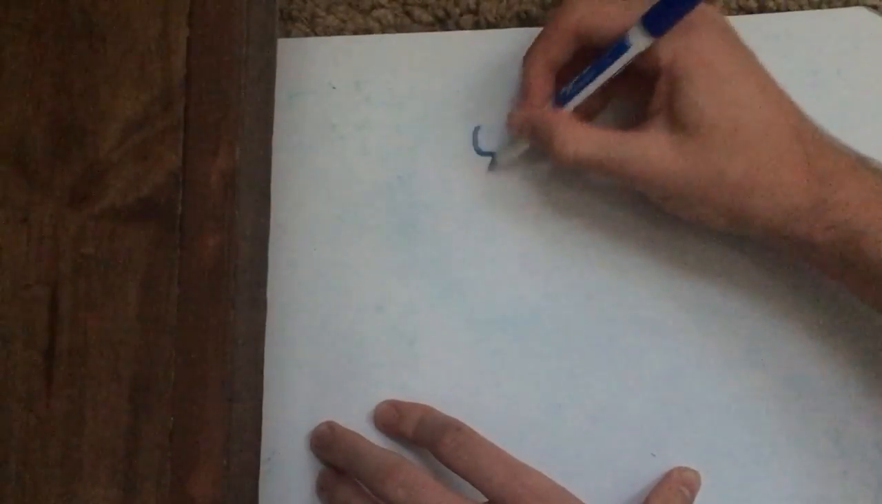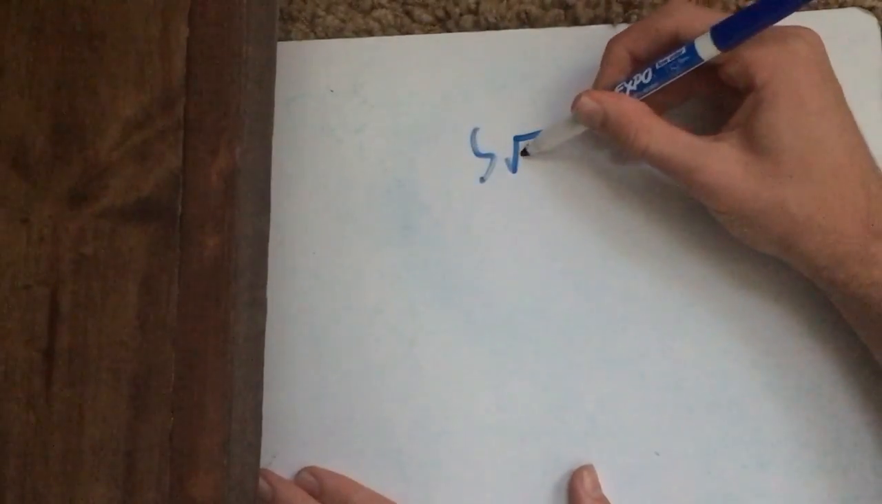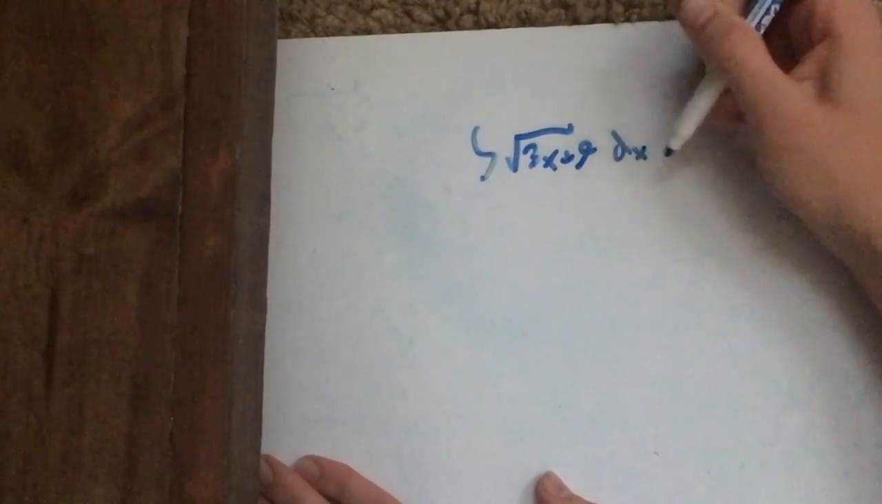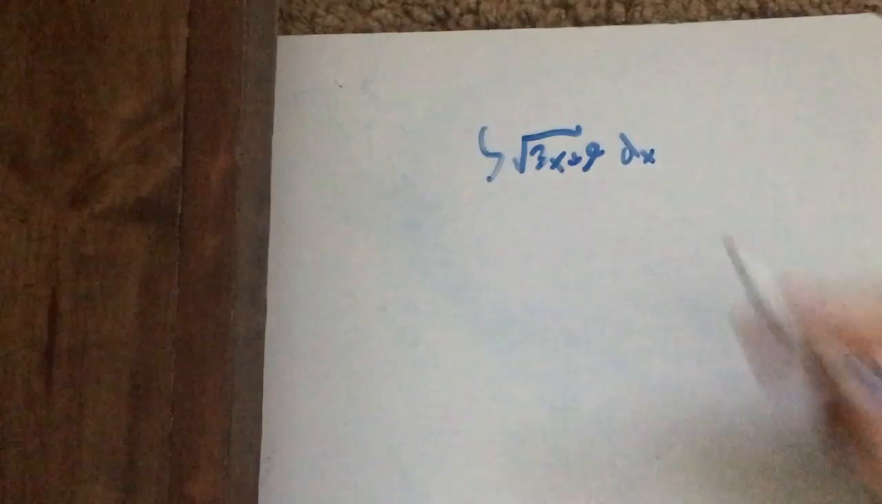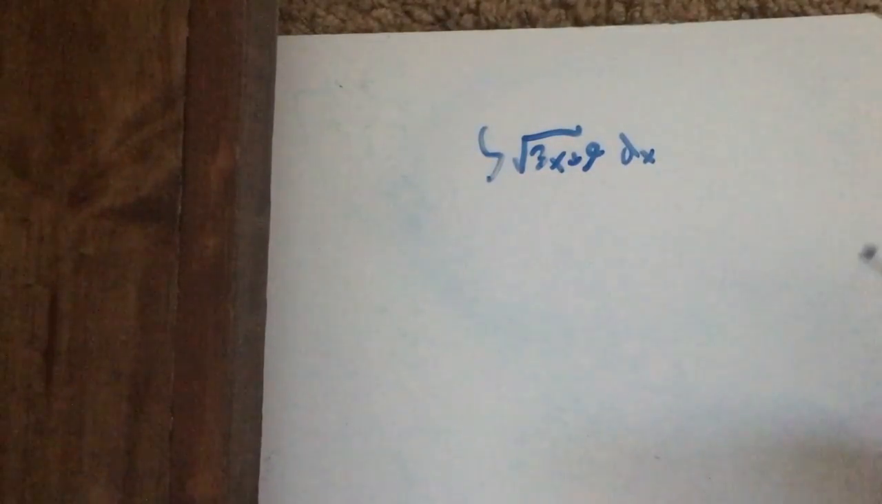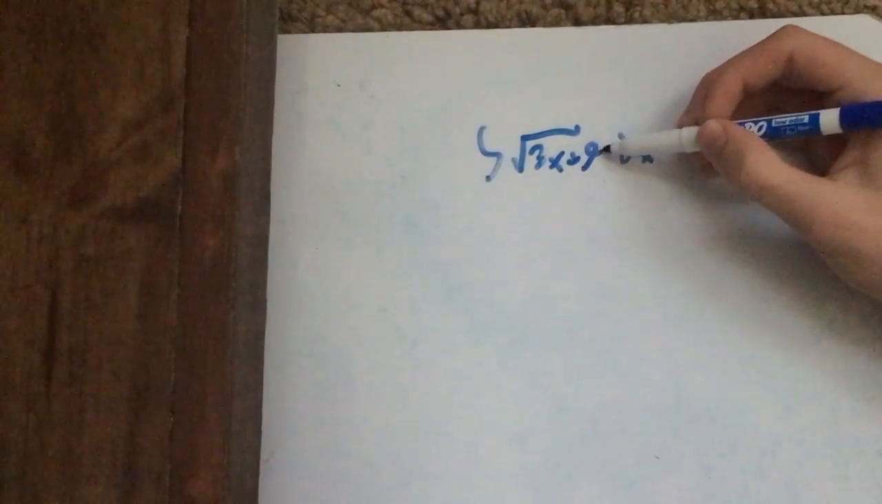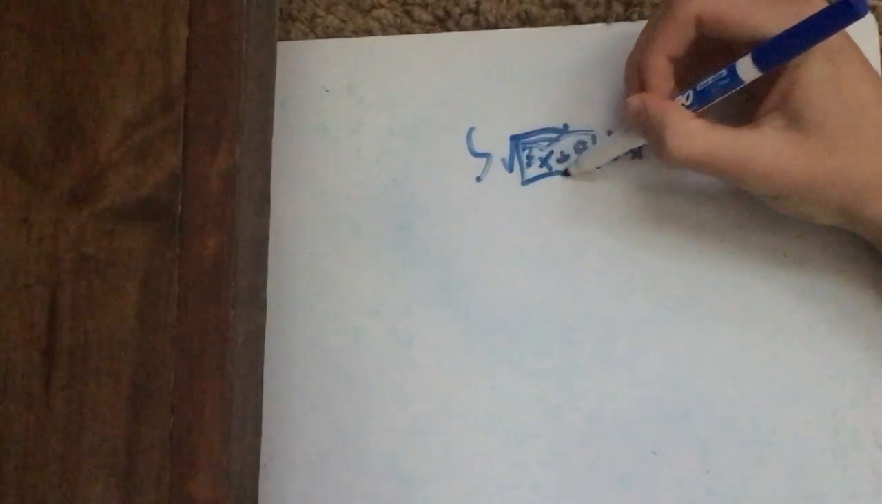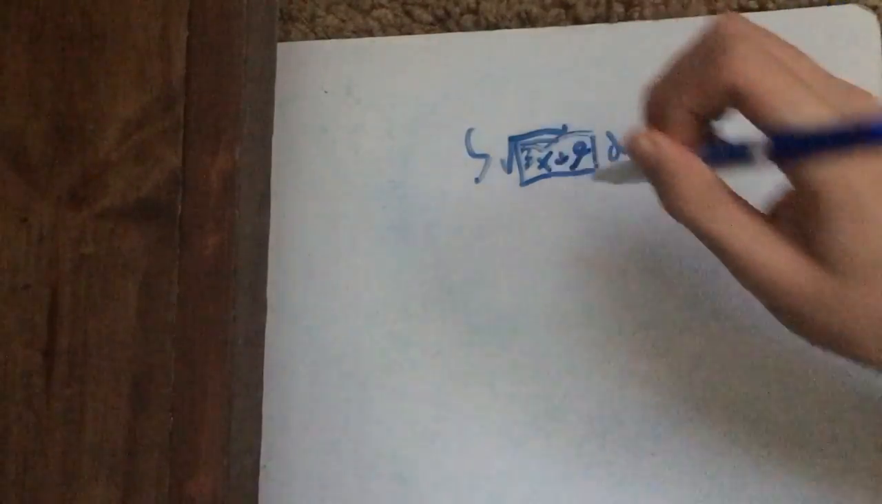So let's try something a little more difficult. For instance, let's say you wanted to find the integral of root 3x plus 9. How would you do that? And the answer to that is, back to the topic of the video, u subs. So basically, a u sub is when you take any section of the equation, but in this example we are going to be using 3x plus 9, and then replacing it with u.